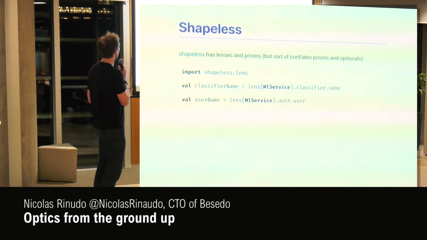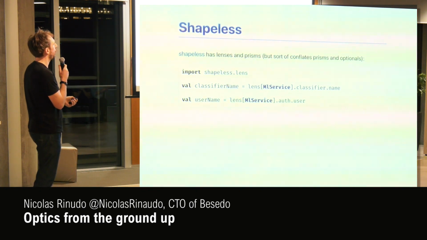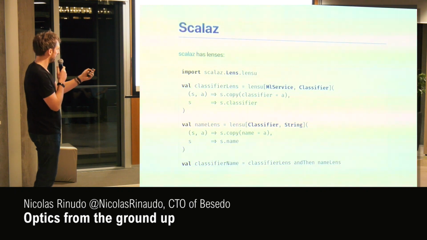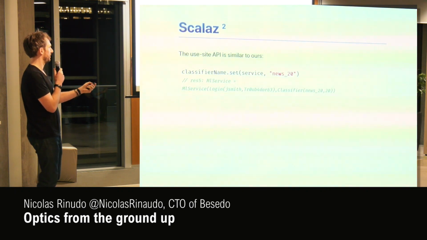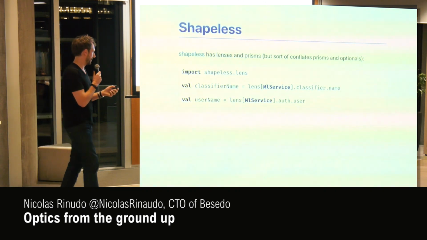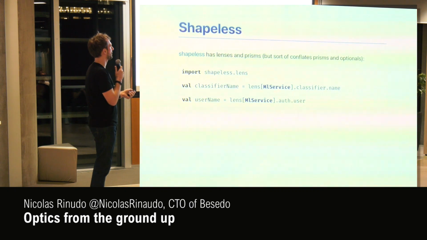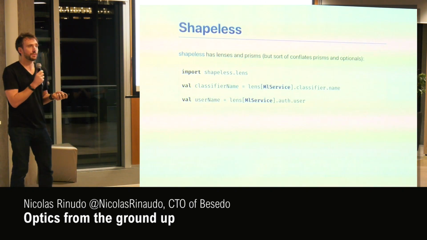Shapeless, on the other hand, is absolutely gorgeous. This is all the code that we wrote. This is what Scalaz has, and this is Shapeless. This is absolutely beautiful. It's absolutely magical. It just works things out. You say, well, I want something that's a name, the classifier in my ML service, and Shapeless will work it out.